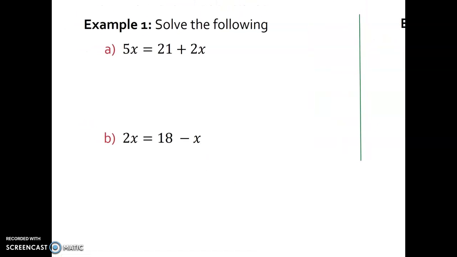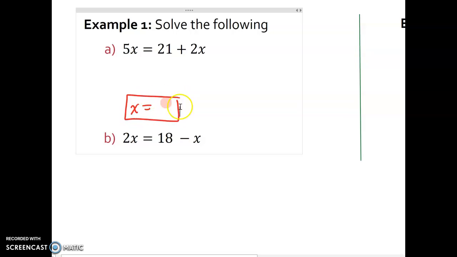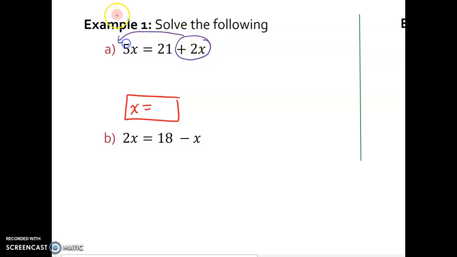So remember, when we solve equations, the end goal is always to have x equals. So we're trying to find out what the x value is equal to, and it has to be by itself with only one of it. So to get there, we have to bring all the x's together. We notice there's this 2x on this right side, so we're going to bring it to the other side. And when you bring it to the other side, you're going to change it into a negative 2x, okay?